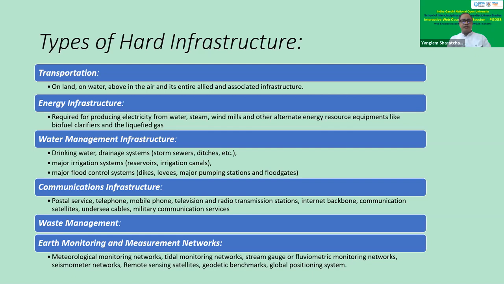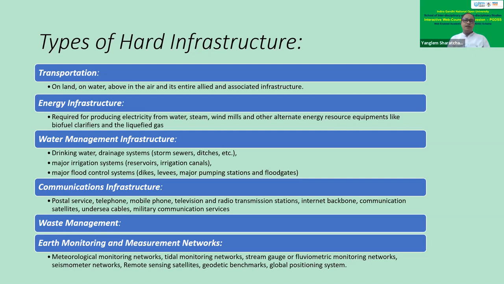Then communication infrastructure. When you have all this infrastructure, there is a need for communication, right? Communication between and among the different components of society at different levels. Then, of course, as far as humans are concerned, whenever we develop a number of infrastructures, it is a general phenomenon that we produce a lot of waste. Waste has a negative impact on one side. On the other hand, if we properly utilize it, then it becomes an important asset to the resource cycle. So waste management is also one of the types of hard infrastructure.